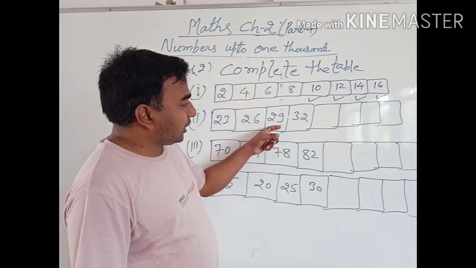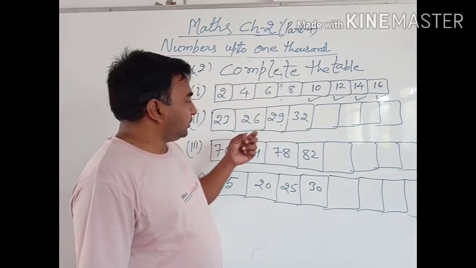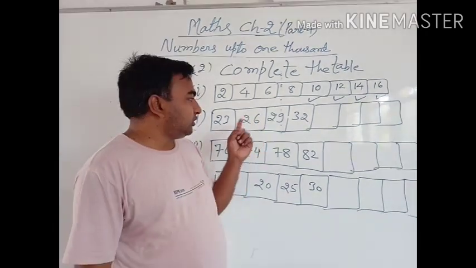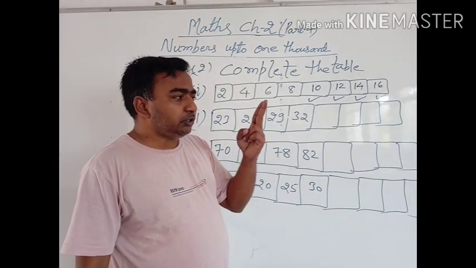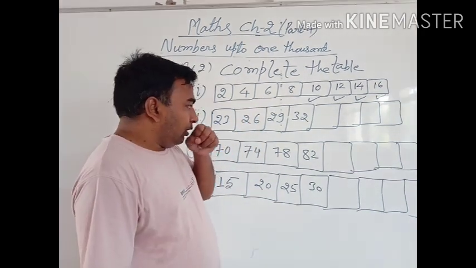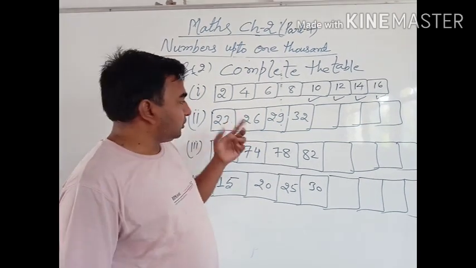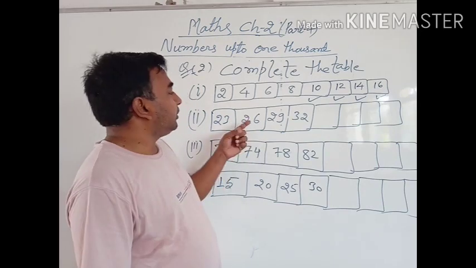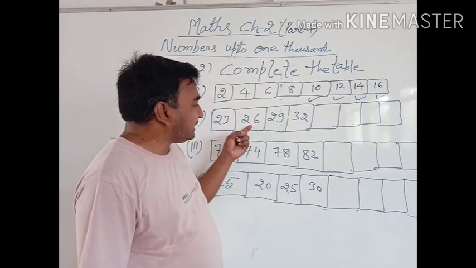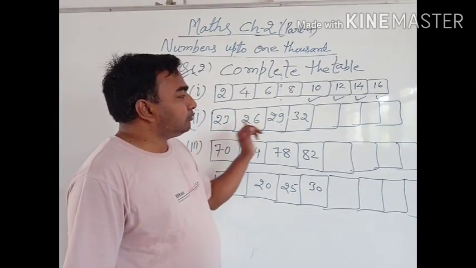What is the difference between 26 and 29? 26 I have already written, so leave 26 and after 26 we count: 27, 28, 29. It means 3. So you can see the difference between 26 and 23, and between 29 and 26, is 3. So the difference between each number is 3.